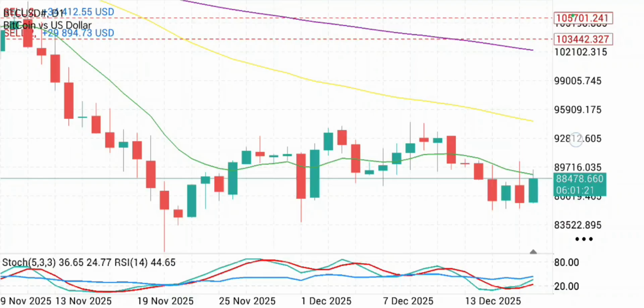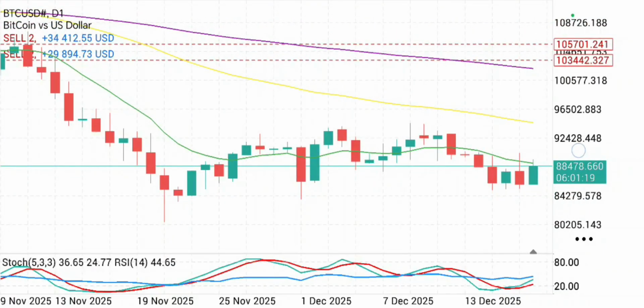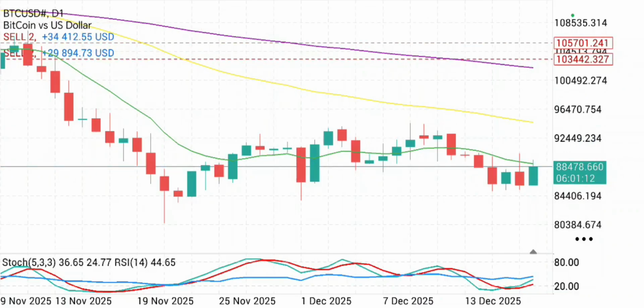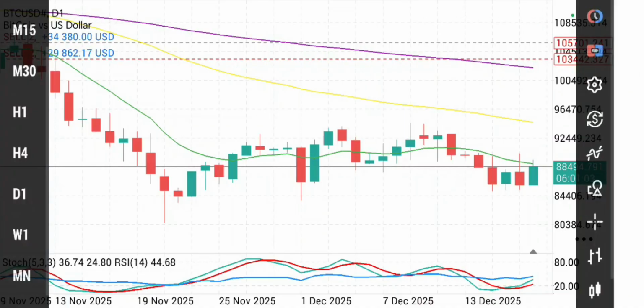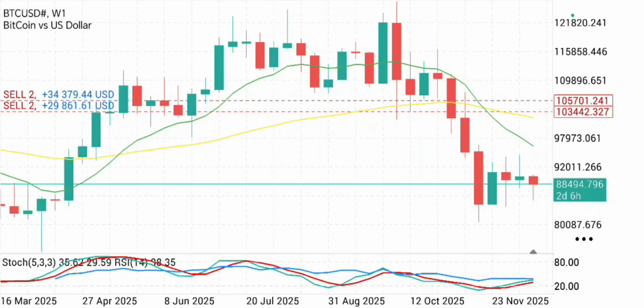As long as the structure remained intact and support levels continued to hold, we stayed in the trade. Volume was increasing, sentiment was positive, and the market was pushing in our direction. Everything lined up: price action, momentum, and trend confirmation.